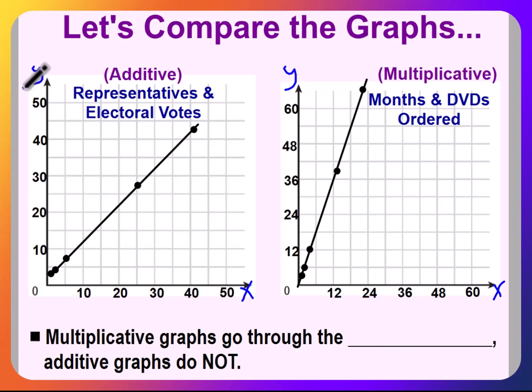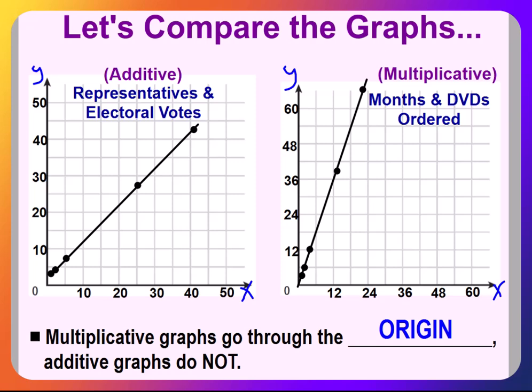That's true. And then some of you might notice, hey, look, the line on the graph over here on the right, the multiplicative graph, it hits the origin, but it doesn't hit the origin over here on the additive. And that's what I wanted you to notice. Multiplicative graphs go through the origin. Additive graphs do not. So anytime you have a graph and you want to know if it's multiplicative or if it's additive, draw the line, extend it through the origin.